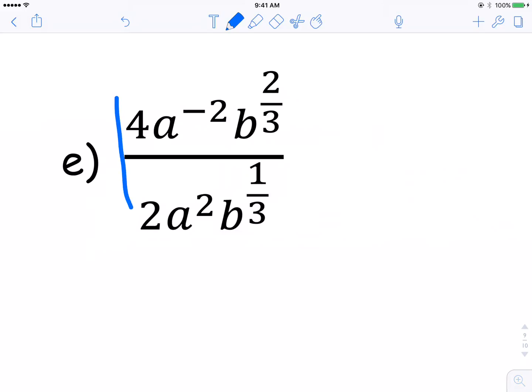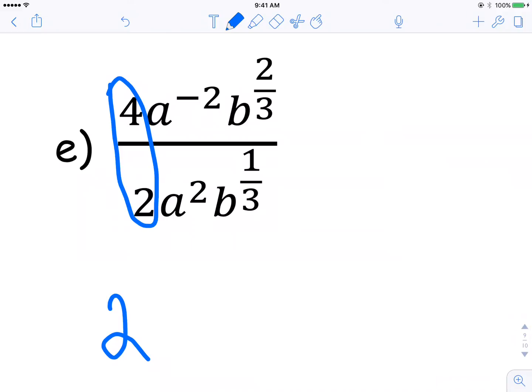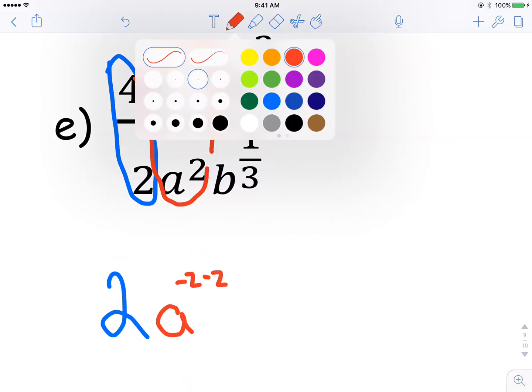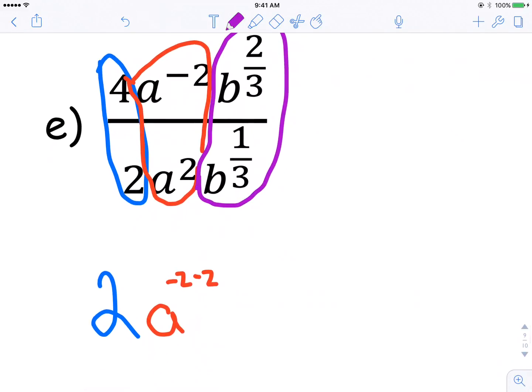Here we go. Simplify the 4 and the 2. Well, 4 divided by 2 gives me 2. And we're going to simplify the a to the minus 2 and the a squared. A to the minus 2 minus 2, because when you divide you subtract exponents. And our last one, b, we'll simplify that in a second. B to the 2/3 minus 1/3.